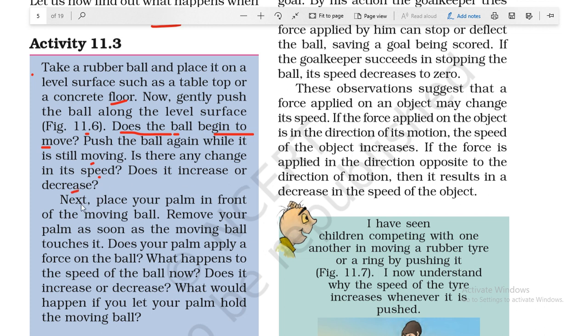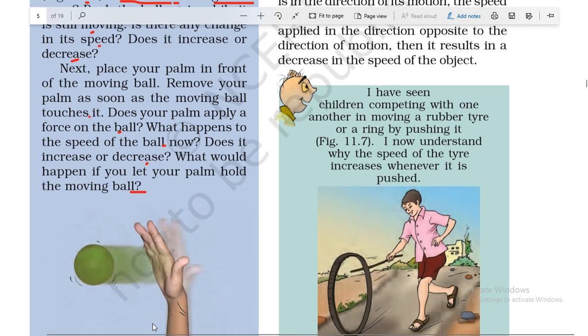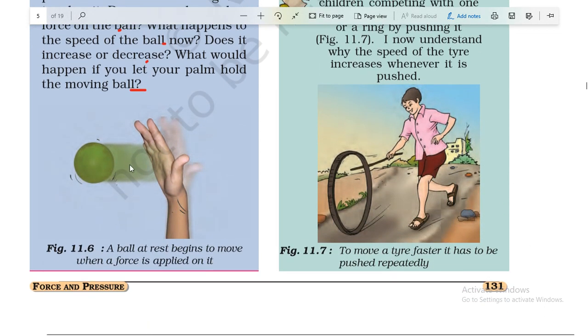Next, place your palm in front of the moving ball and remove your palm as soon as the moving ball touches it. Does your palm apply a force on the ball? What happens to the speed of the ball now? Does it increase or decrease? What would happen if you let your palm hold the moving ball? You can see this one is the ball, and figure 11.6 shows a ball at rest beginning to move when a force is applied on it.